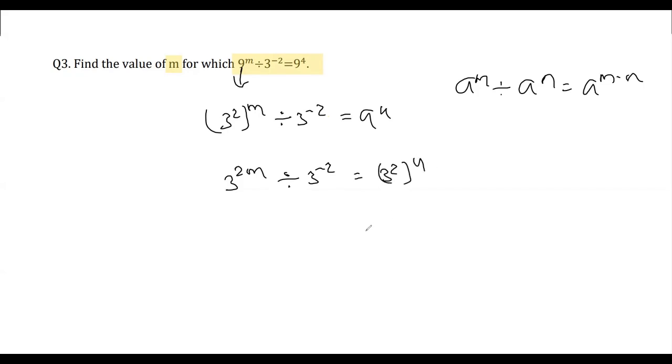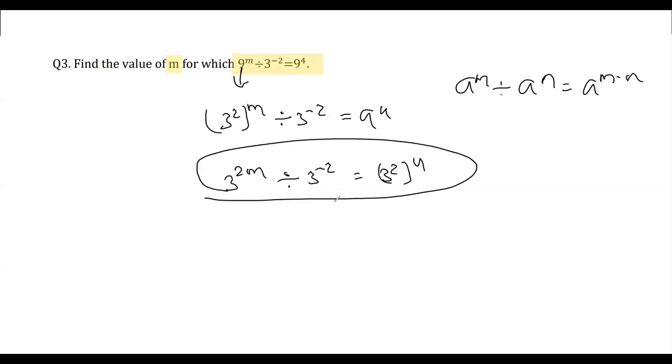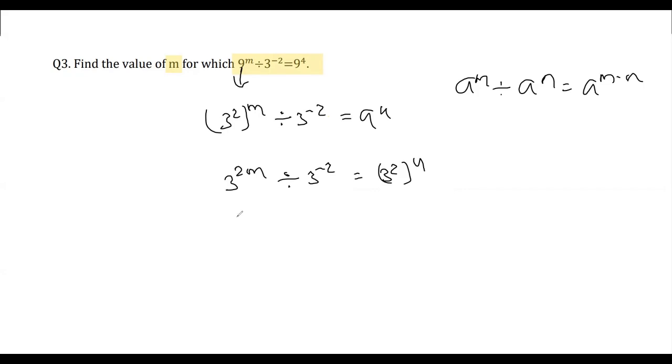So what I did first, I prime factorized all the terms here. 9 is written in terms of 3. Now you can check, we have all terms here with the same base, that is 3. Next I'm going to apply the laws of exponent and the property which I indicated here. We have same base, divide, so power will be subtracted. So I'm going to subtract these two powers.